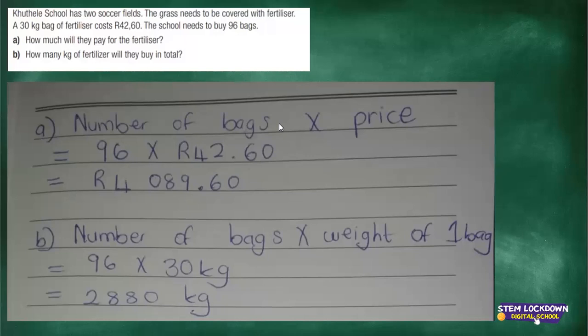Question 2, how many kilograms of fertilizer will they buy in total? There you work it out as number of bags multiplied by the weight of 1 bag. Similar to the question where we were calculating the mass of the people plus the luggage they're carrying. It's the same concept, it's just that now it incorporates price. So we've got 96 bags multiplied by 30 kilograms. So the total weight of the fertilizer is 2,880 kilograms. Ne?